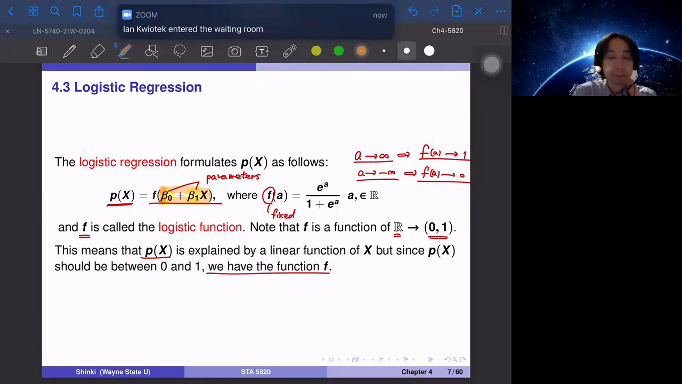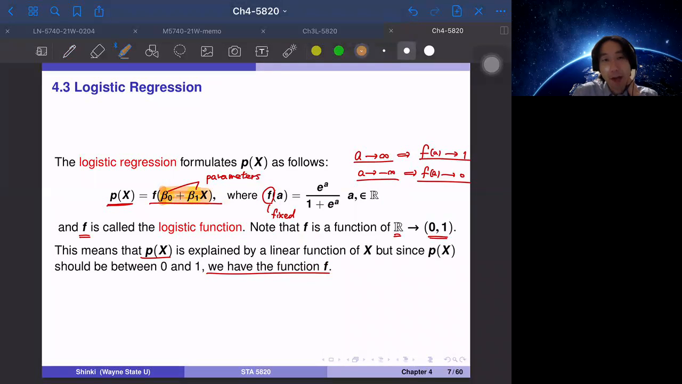predictors, then one problem is that the range of beta naught plus beta 1 x is from negative infinity to positive infinity if x is a real valued continuous variable. That is not good because we model the probability that the response is equal to 1. Here y is the response variable, which is in 0, 1.